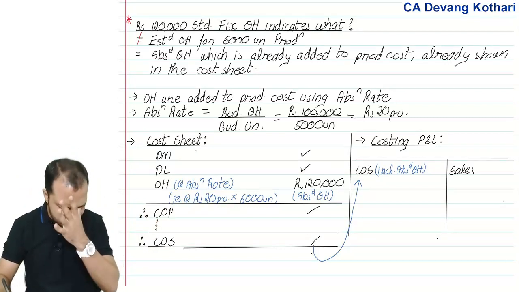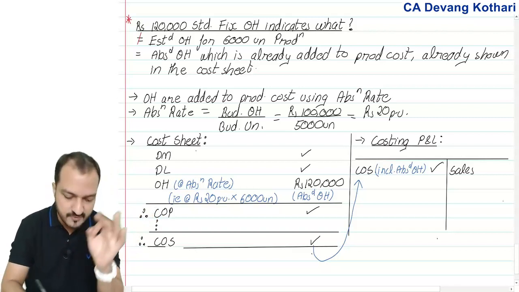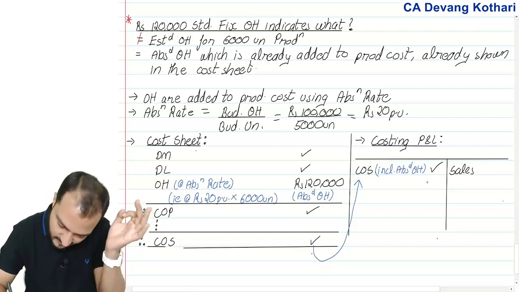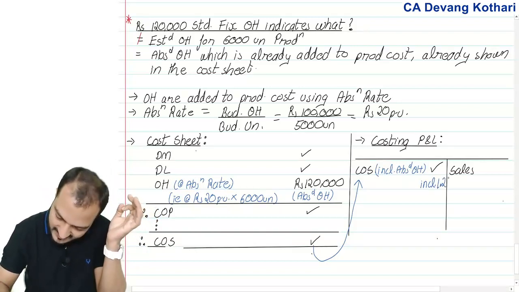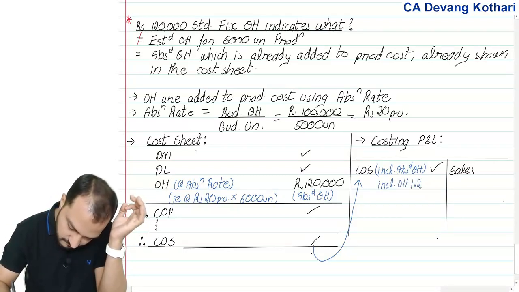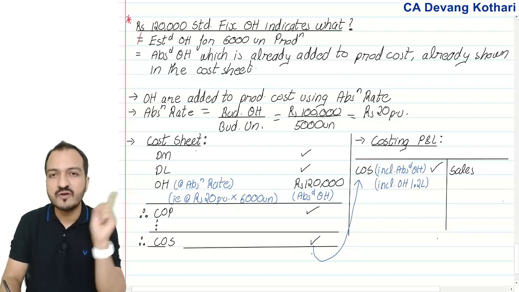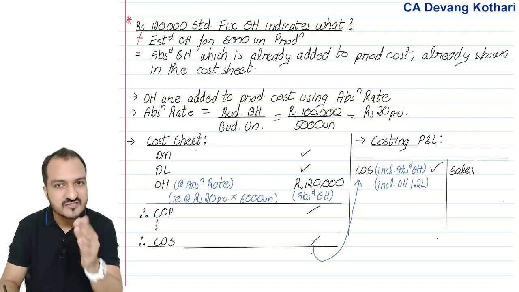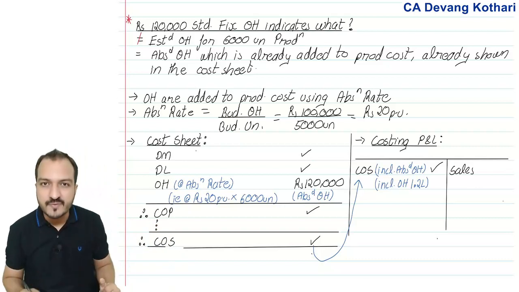Yes, so the cost of sales value as per my P&L already includes 1.2 lakhs. Yes, it already includes overheads of 1.2 lakhs. Now if the actual overheads is 1.3 lakhs, then how much overheads do you now need to show separately in the P&L?